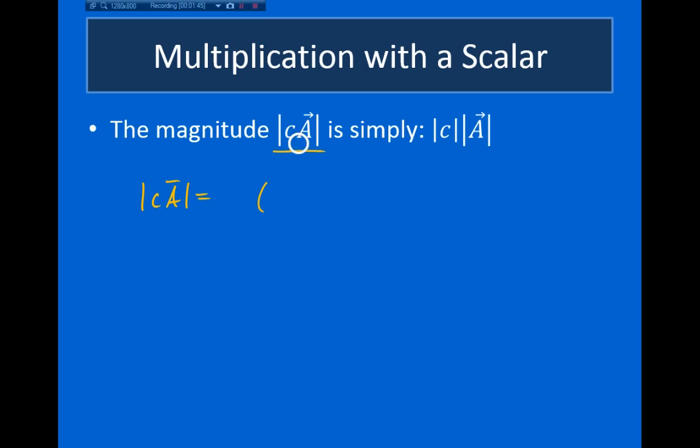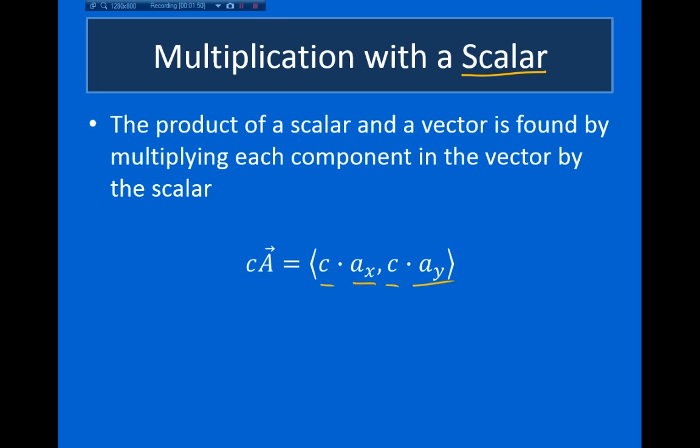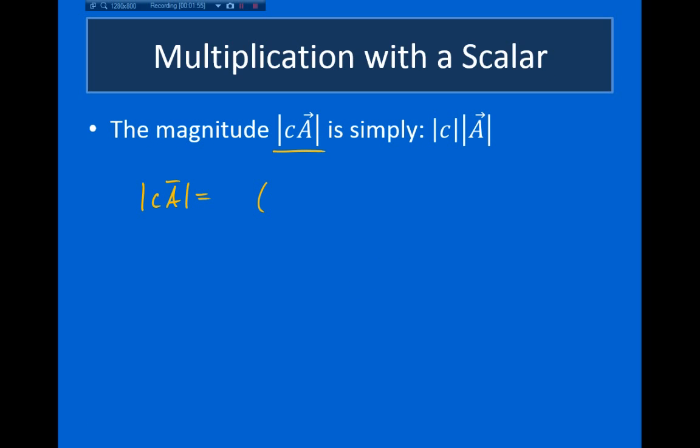So the x component of c times a, remember that was on the previous slide, right? We take c and multiply it by the x component of vector a. So the x component is c times a_x, lowercase a, x. That's the notation that I've chosen to use for the components of vectors. So we take that x component and then we square it. And then the y component is just going to be c a_y squared, and now we need to square root that entire thing.